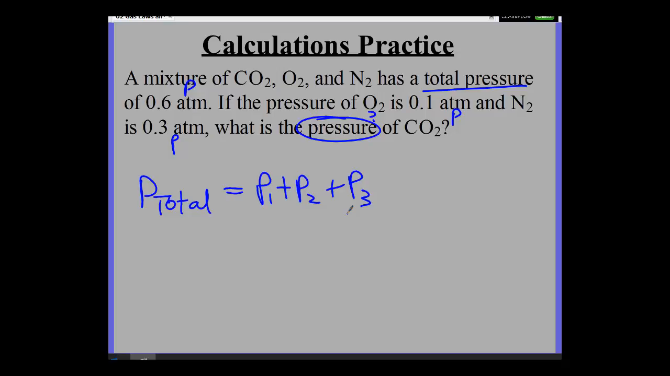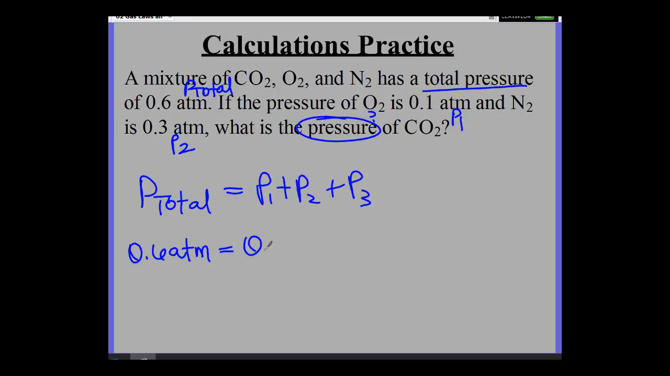So, you do not always just add all of them together. Okay? If it asks you to find the total, yes, you just add them all together. But this one tells you the total pressure is this much. So this isn't 1, 2, or 3. This is the total. So we're going to put that first. Which means this is 1, this is 2, and we're really looking for number 3.